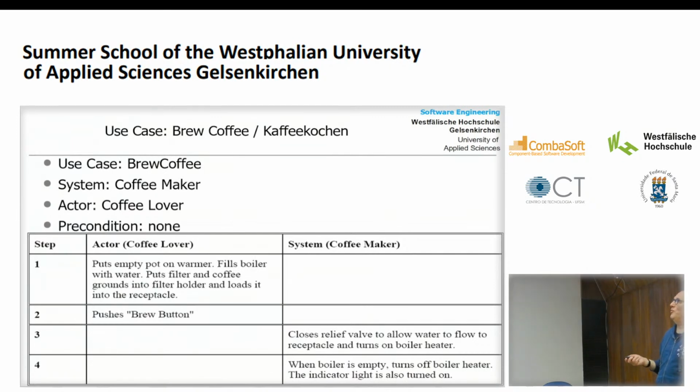Then you have steps, and in this case we describe what is happening in this use case. We put an empty pot on the warmer. If the boiler is filled with water, we put filter and coffee grounds into the filter holder and load it into the receptacle. Then we push the brew button. The system then starts. It closes the relief valve to allow water to flow to the receptacle when it's hot, and turns on the boiler heater. When the boiler is empty, it turns off the boiler heater, and the indicator light turns on, telling us the coffee is ready.